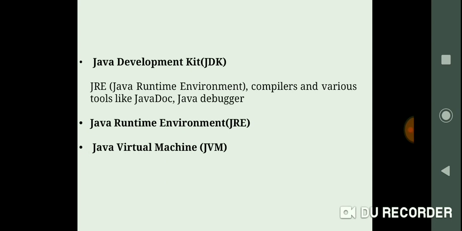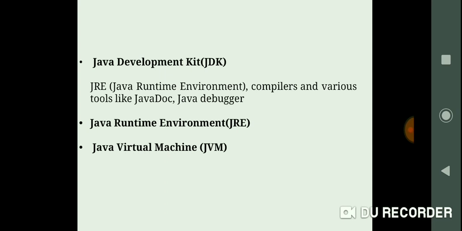So Java Development Kit, that is JDK. It includes Java Runtime Environment, that is JRE, compilers, and various tools like Java Doc or Java Debugger. So it's a complete Java development kit that includes JRE, compilers, various tools. In order to create, compile, and run Java program, you need to install JDK on your PC. To compile and run, what you need is JDK.